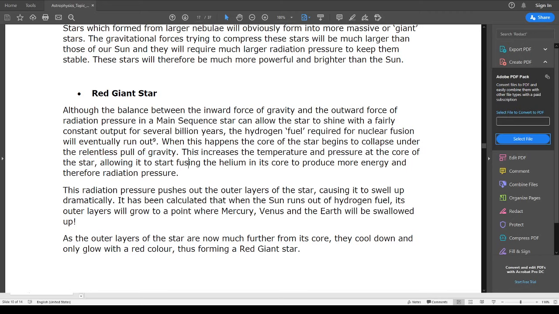Then this increases the temperature of the star, since as the star collapses, it increases its temperature because all of that energy is now in a smaller space than before. And as it is in a smaller space and the temperature has increased, the pressure at the core of the star will also increase.